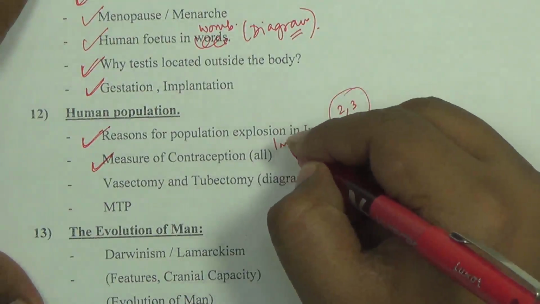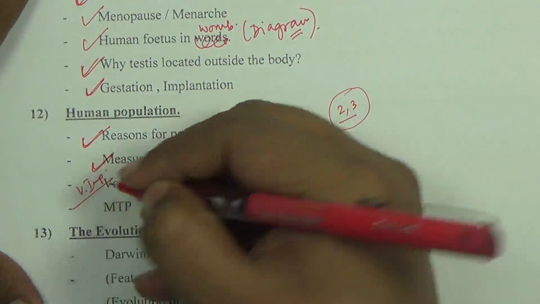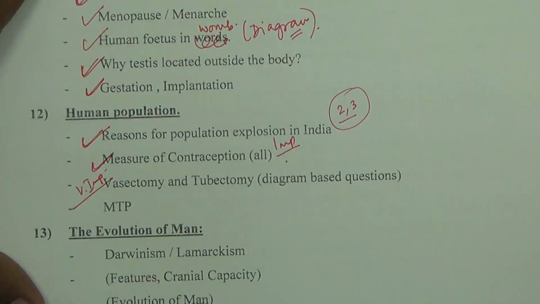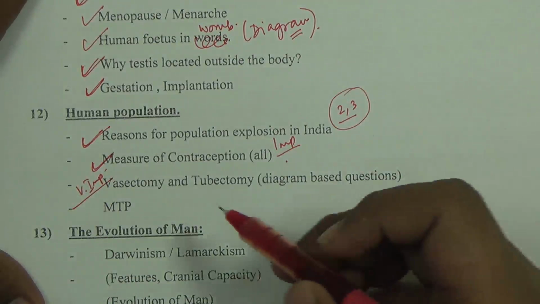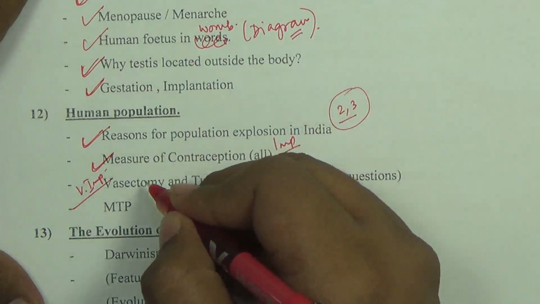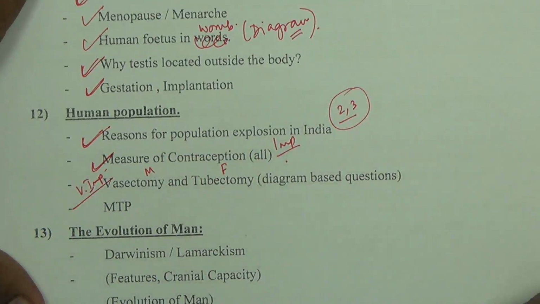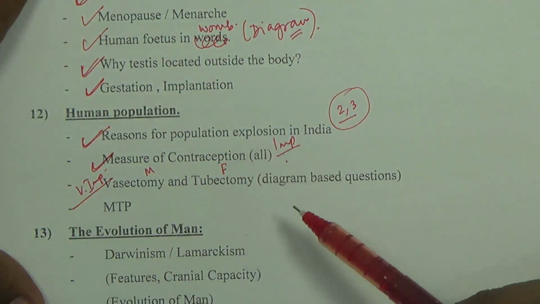Very important among them is vasectomy and tubectomy. Diagrams of vasectomy and tubectomy will be given. You have to identify which one is vasectomy, which one is tubectomy, and in which of the two is performed in male and female. Of course, vasectomy is performed in male, tubectomy is performed in female. Which one is the easier method? Of course it is vasectomy. So these few questions will be asked.